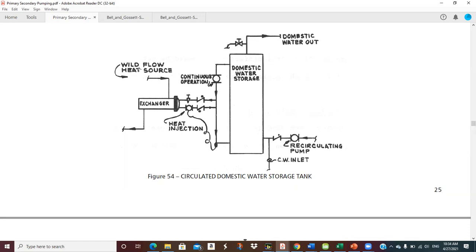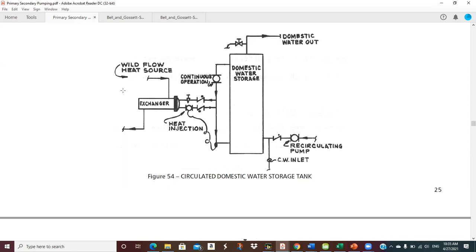So, wild flow heat source. What does wild flow mean? Woohoo! It's really getting it. A wild coil or a wild flow heat source has no control. Whatever it runs, whatever you need the max, it just runs through there all the time. You were too cheap to put control on it.